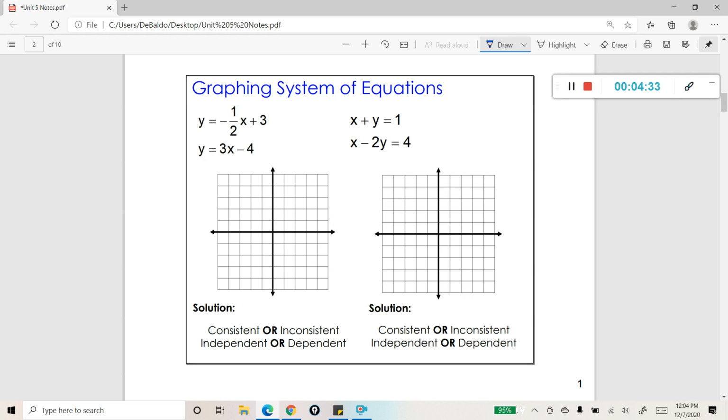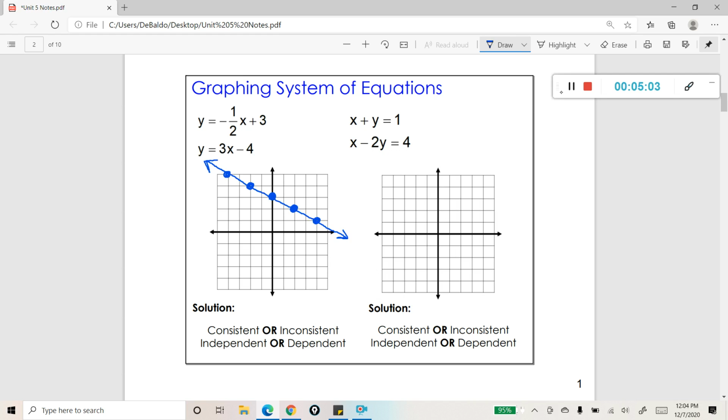So let's go ahead and graph the first equation. I'm going to graph that by taking my y-intercept and putting that on my graph, and then I'm going to have my slope of -1/2. We learned this last unit, so I'm going to go ahead and plot those points. Okay, once I've plotted the points, I'm going to draw a line just like I always would, because this is just a linear equation.